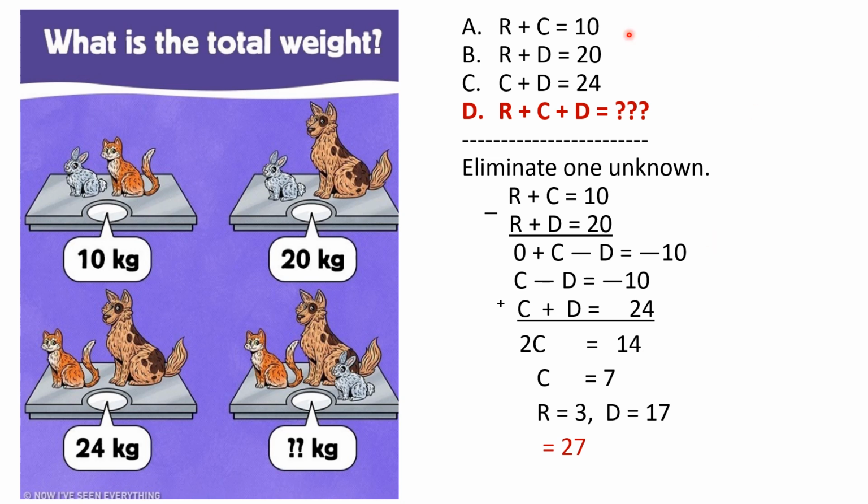So if C is 7 in the first equation, R plus C is equal to 10, then R is 3. If R is 3 in the second equation, R plus D is equal to 20, then D must be 17. So if I am going to sum together C plus R plus D, that will be 27.